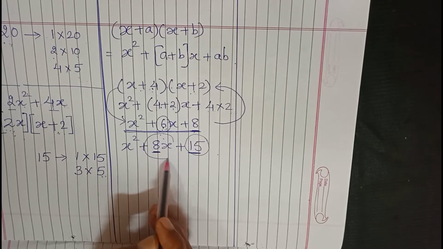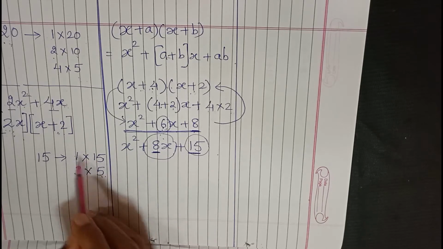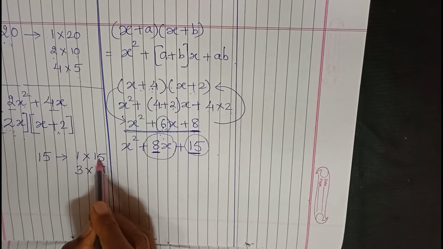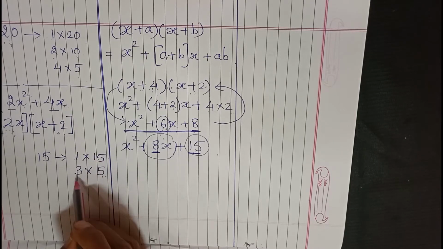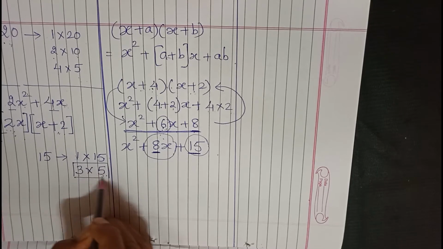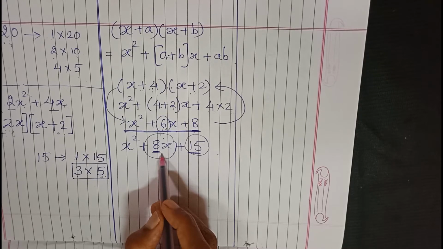By looking at the middle number, we want 8. That means these two numbers on addition should give me 8. So let us see. 1 plus 15 is 16, and 3 plus 5 is 8. So this pair of factors, 3 into 5, is satisfying my required condition.